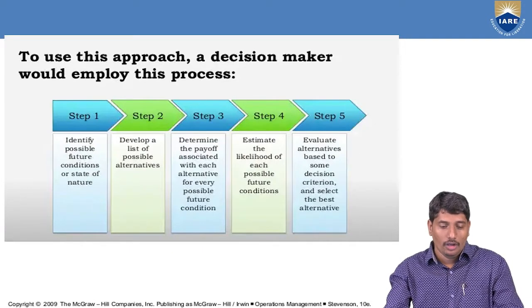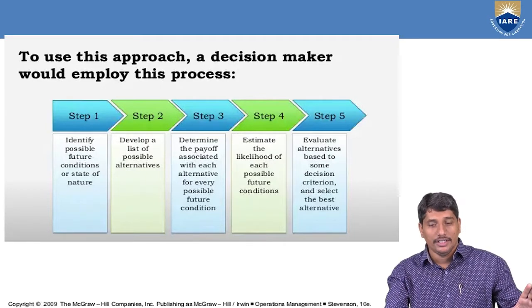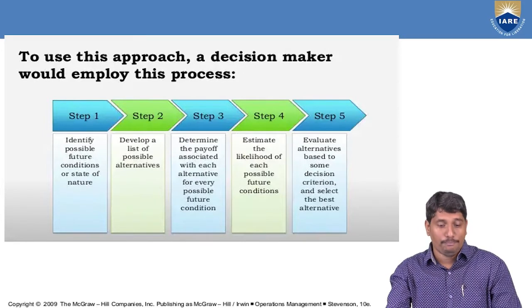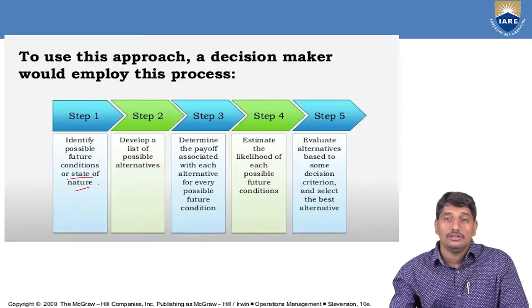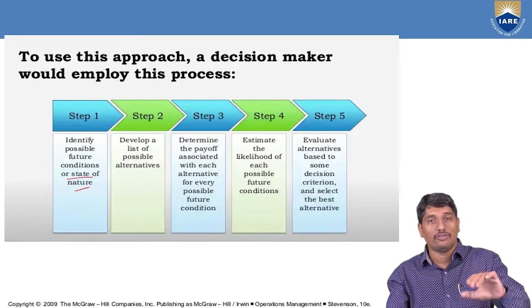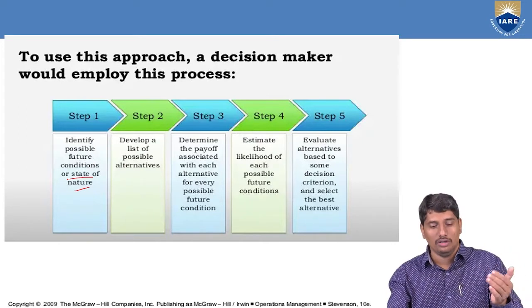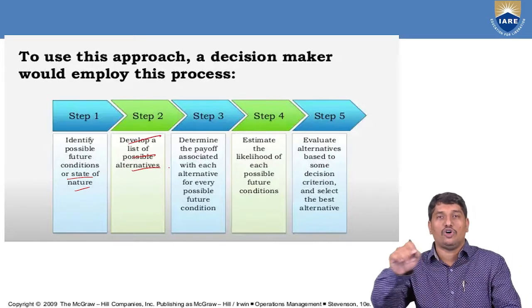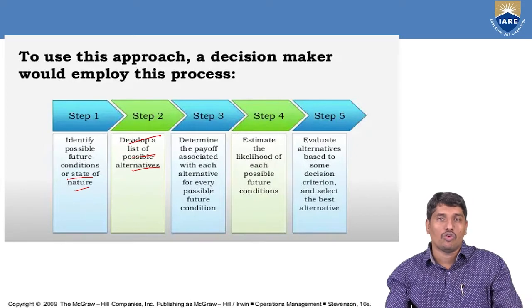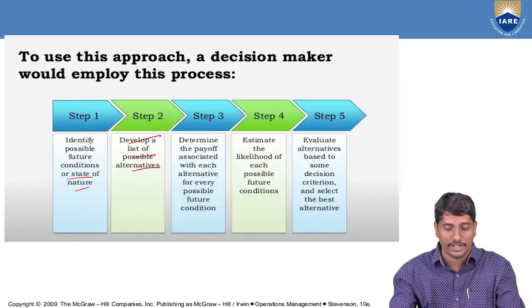Now, to use this approach, a decision maker would employ this process. In brief, we can divide the process of decision making into 5 steps. Step 1, identify possible future conditions or states of nature. That means what will be our future if we make a decision. That means a goal. We have to set up a goal. Step 2, develop a list of possible alternatives. That means we have to list all the possible alternatives, decisions or choices we have. What are the choices we can make? What are the decisions we can take?